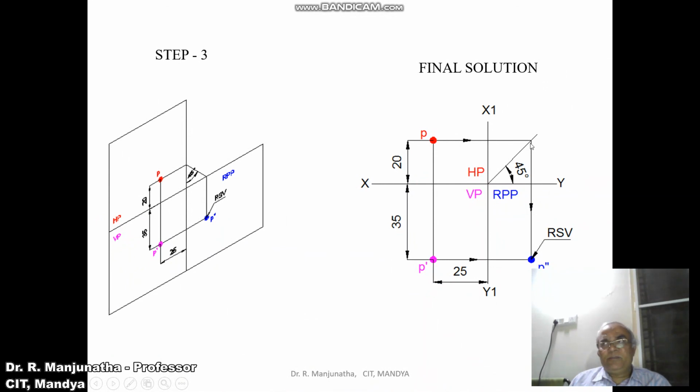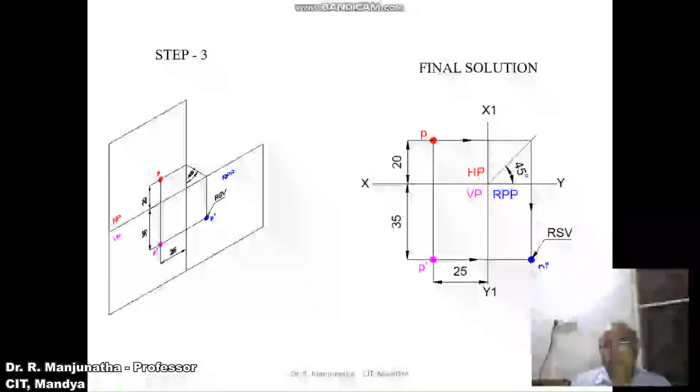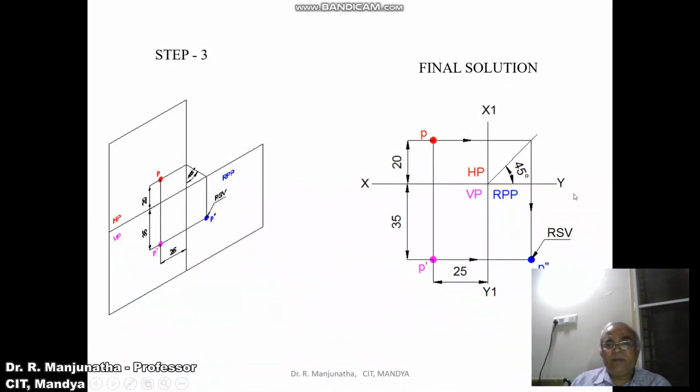Then draw a vertical projector from here to where you projected the horizontal projector drawn from P dash to the profile view. Both are going to intersect at this point, and you mark this point as P double dash. Since it is behind RPP, obviously it is going to be the right side view. So this will be the final solution which has to be written in the sketchbook.